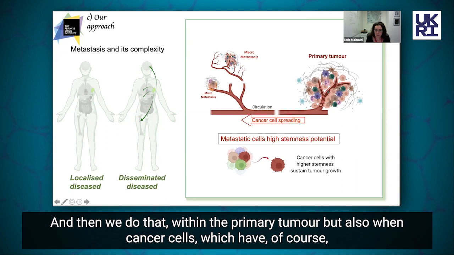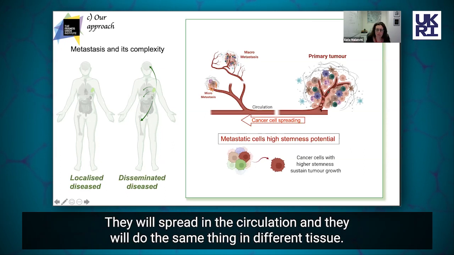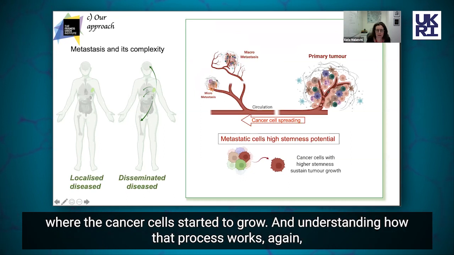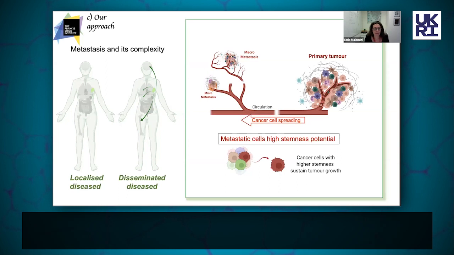And then we do that within the primary tumor, but also when cancer cells, which have, of course, the potential that I told you before to restart a new tumor structure, spread in the circulation, they will do the same thing in different tissue. The only difference here would be that the tumor microenvironment in the metastasis would be originated by the different tissue where the cancer cell starts to grow. And understanding how that process works, again, is a very important question that we are asking in the lab.